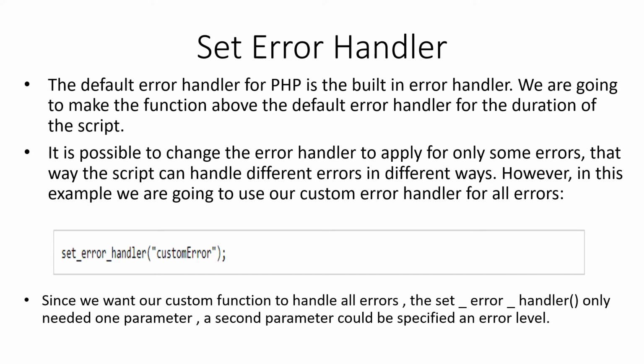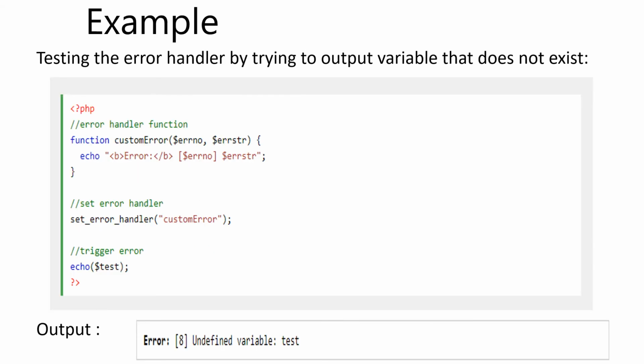set_error_handler("customError"); Since we want our custom function to handle all errors, set_error_handler only needed one parameter. A second parameter could be specified, an error level. Let's take an example testing the error handler by trying to output a variable that does not exist.